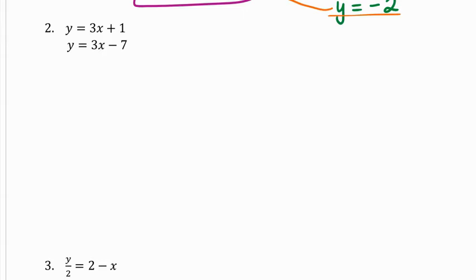Top one. Okay, so for step one, I need my y equals 3x plus 1. But I don't need to solve it. That step is already done, because it already says y equals. And it can be y or x. Remember, it doesn't matter which one. Okay, so step two.